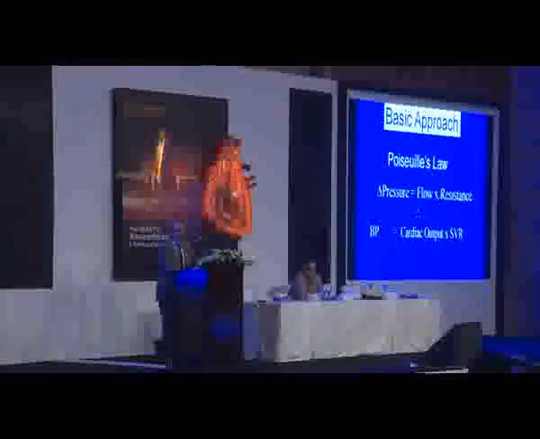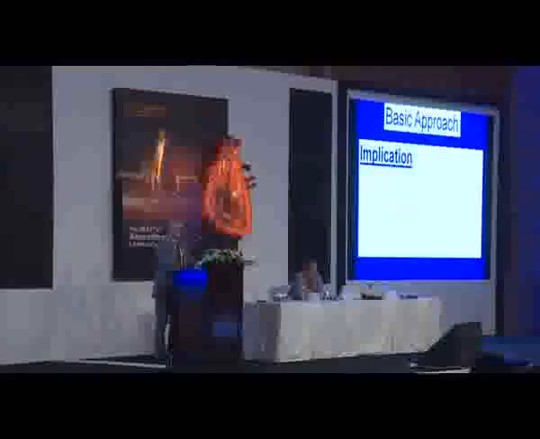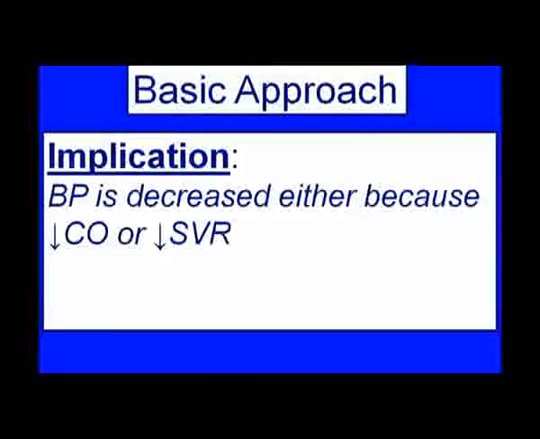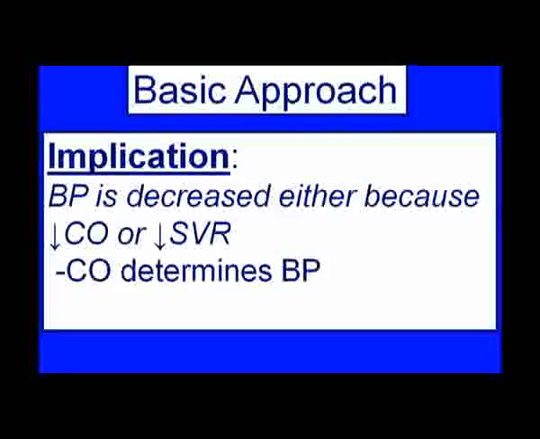So that means that blood pressure is related to cardiac output times the systemic vascular resistance. Now it's a delta pressure, so you have a downstream number that we put in there, but it's small and we can ignore it. So the implication of that simple relationship is that a decrease in blood pressure or inadequate perfusion is either because the cardiac output is decreased or the systemic vascular resistance is decreased. It has to be one of those two. So that's where your differential diagnosis begins at the bedside.